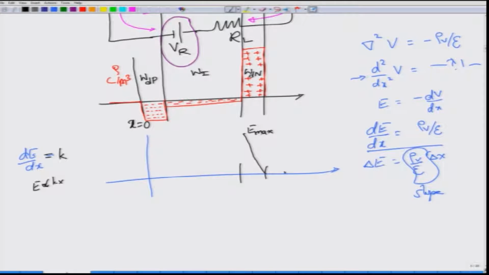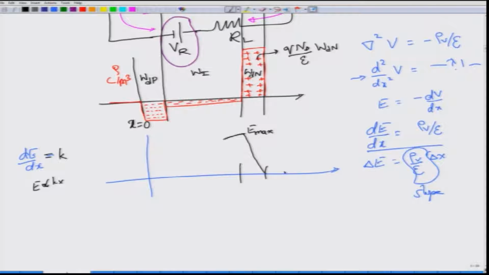The amount that it has risen is given by the charge density here. The charge density is Q into Nd. This is the donor charge density. So Q into Nd, divided by epsilon, gives you the slope. Multiply this by the appropriate width, Wd into n, and you are going to get the electric field. So this would be the electric field at the peak value.